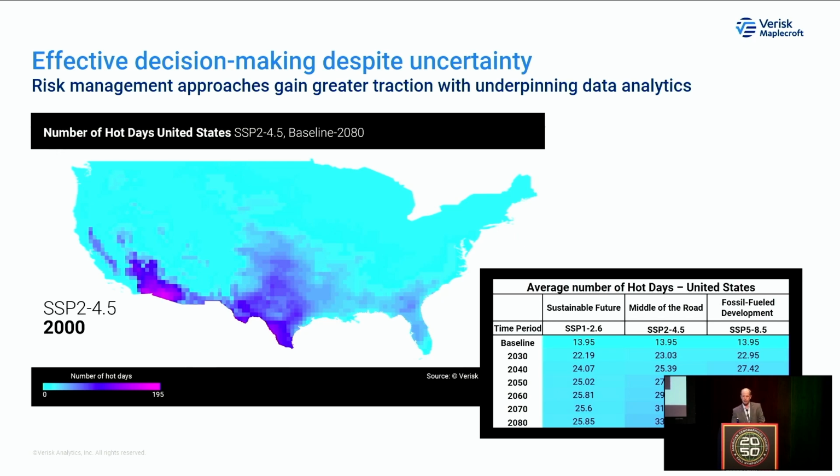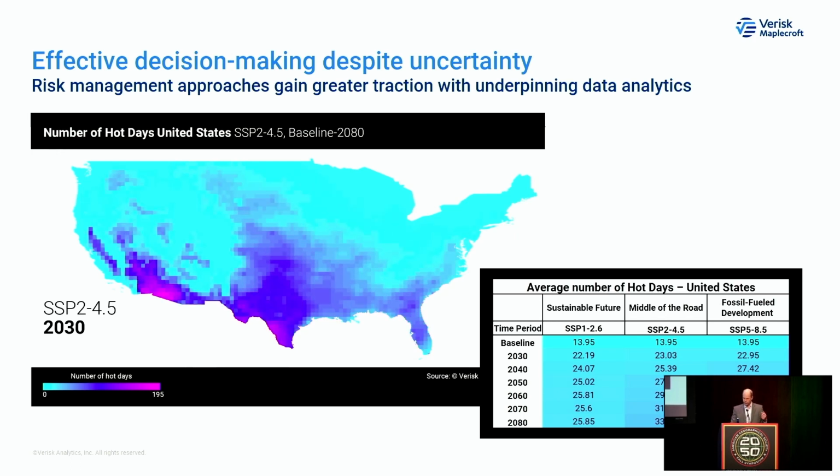Now, when it comes to decision making, that map on the previous slide is useful, but you really need to dig into some of the underpinning data and identify what's driving that risk, how they are connected with other risk issues. So, for example, here we're looking at hot days in the US. Hopefully, the image is moving, cycling through time.